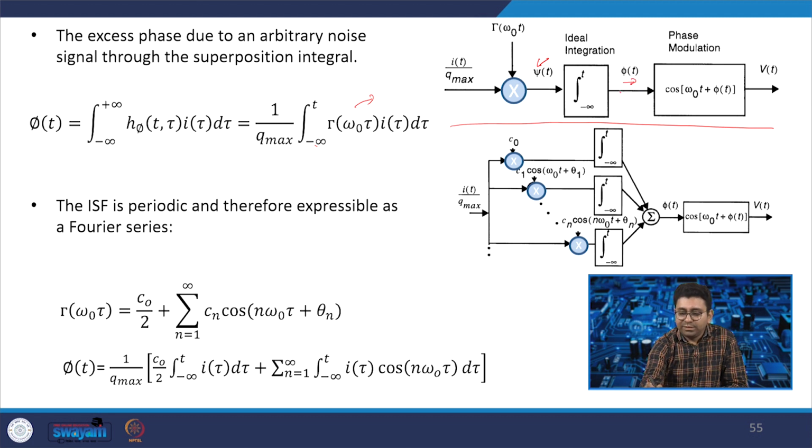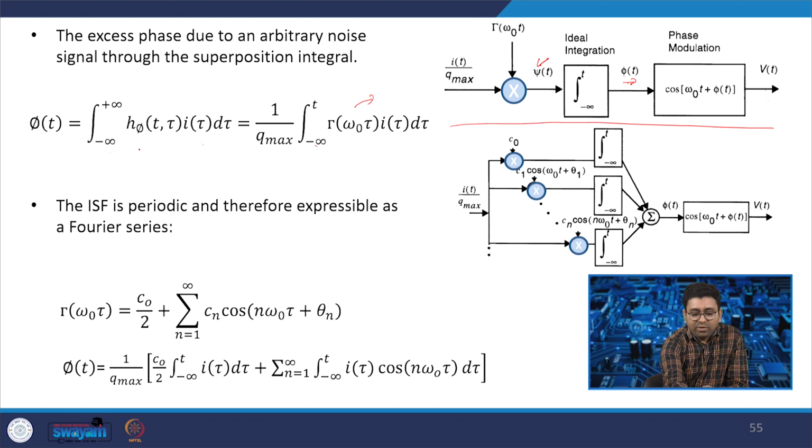Now, this phase will be converted to the voltage. So, you need a phase to voltage conversion with a phase modulation, and finally, you will get the output voltage V(t). So, we can write phi(t), which is the output, as the integration from minus infinity to infinity of h into i(tau) d tau.